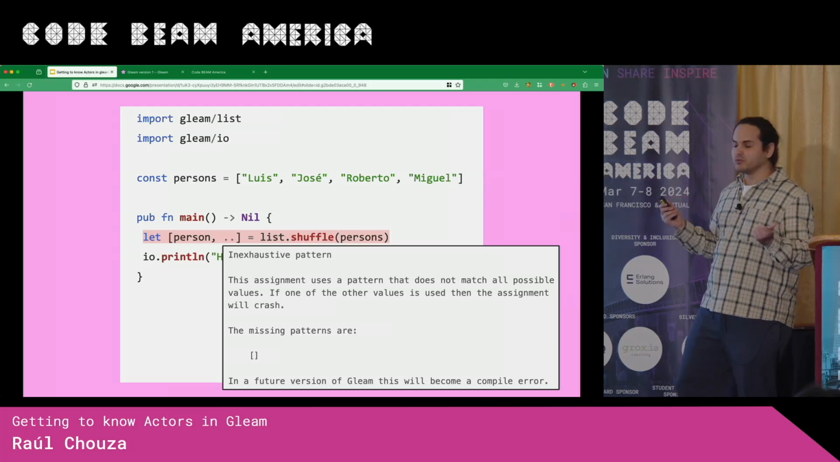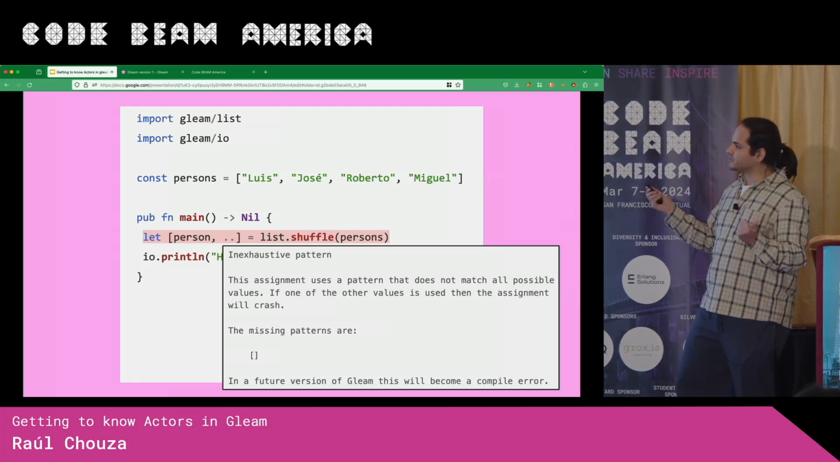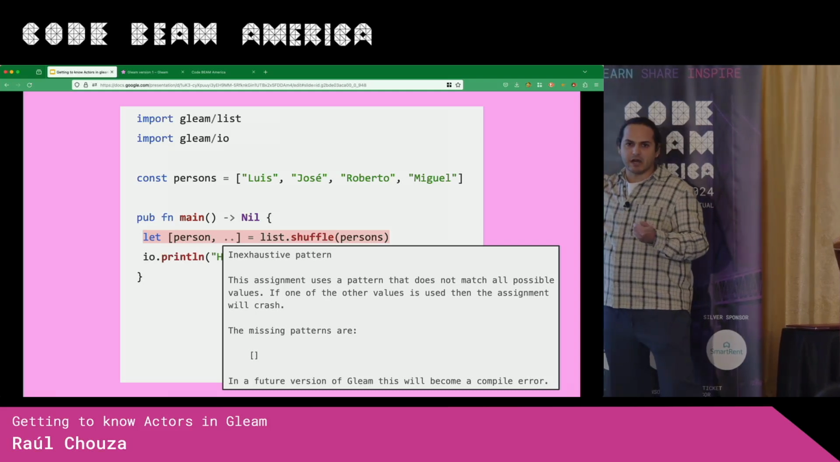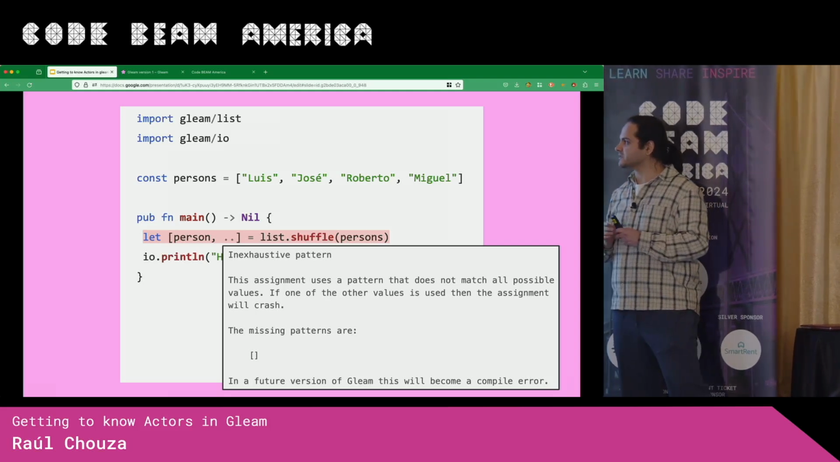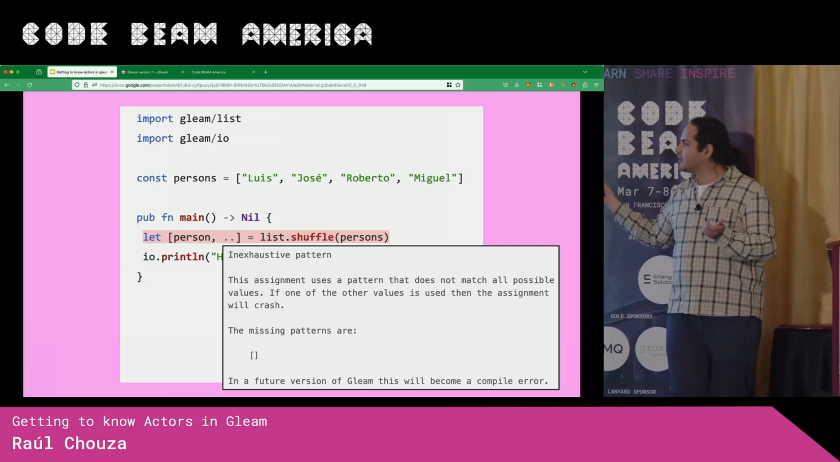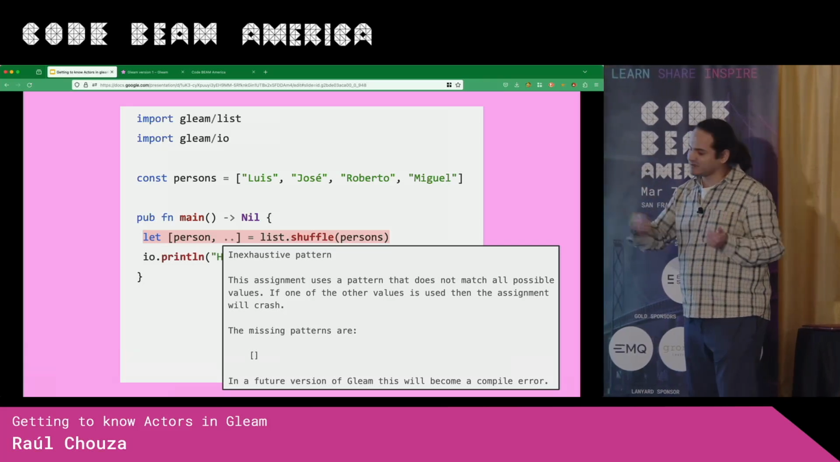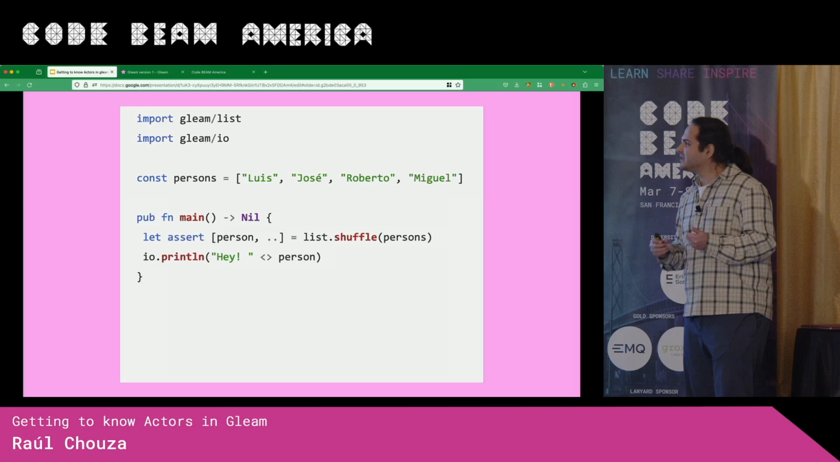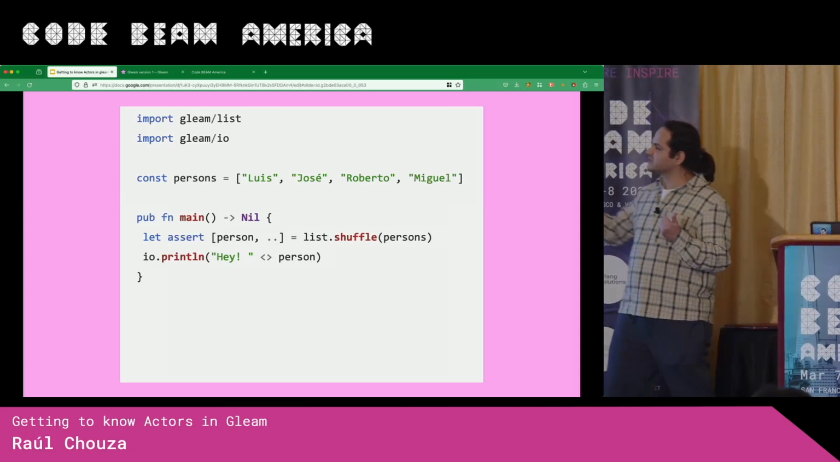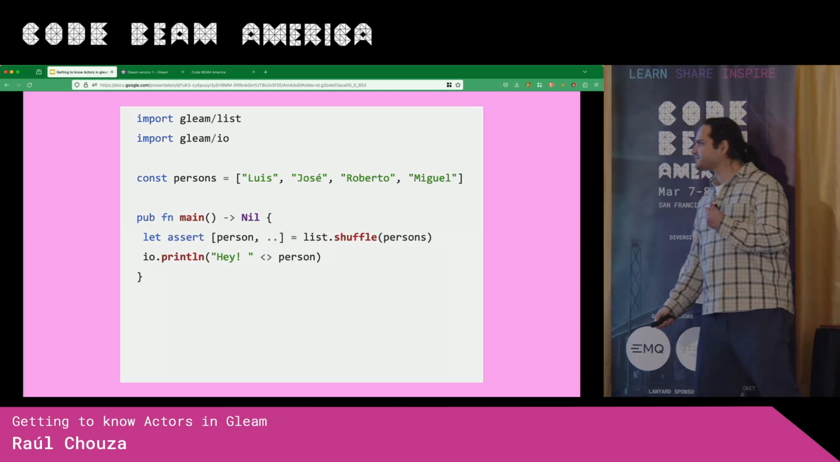And what we can do to make the compiler trust us, because of course, this is a constant, we know that there are always going to be 4 elements in this list. We don't need to worry about this check. So we just say, let assert. And with this, we let the compiler trust our decision that we can safely pattern match this.